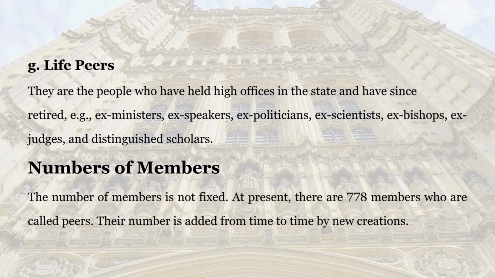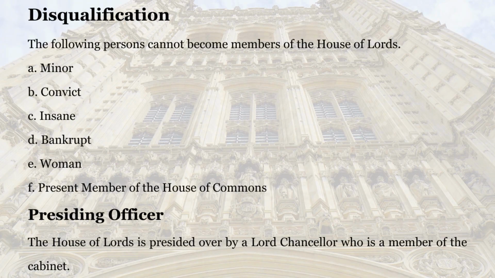Numbers of members. The number of members is not fixed. At present, there are 778 members who are called peers. Their number is added from time to time by new creations. Disqualification. The following persons cannot become members of the House of Lords. A. Minor. B. Convict. C. Insane. D. Bankrupt. E. Woman. F. Present member of the House of Commons. Presiding officer. The House of Lords is presided over by a Lord Chancellor who is a member of the Cabinet.